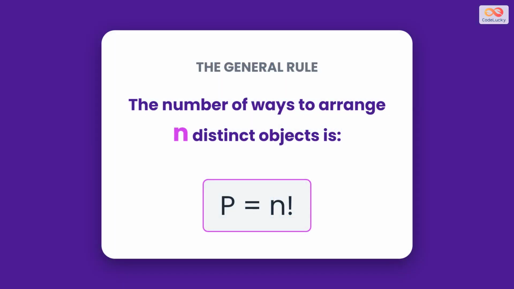We can now state the general rule. The number of ways to arrange n distinct objects is simply n factorial. This simple formula allows us to solve arrangement problems instantly without listing every possibility.